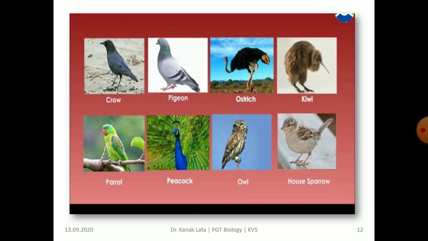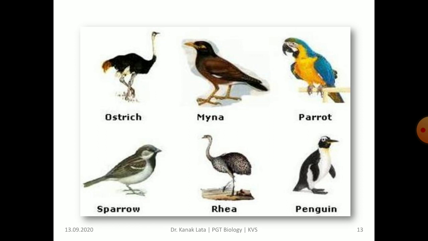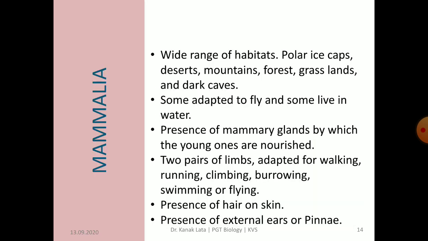Here you can observe different kinds of birds. In this figure also there are some birds: ostrich, myna, parrot, sparrow, rhea and penguin. Now let us discuss Mammalia, which is the last class of Vertebrata.